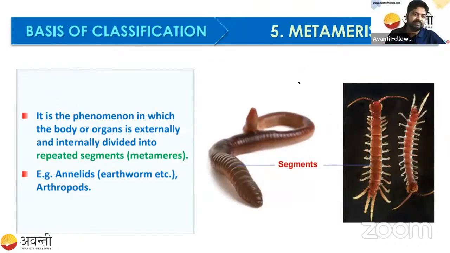Next is metamerism. Then what is meant by metamerism? You can see this is the earthworm, and the earthworm contains repeated segments. This type of structure is known as metamerism. Here the examples are annelids and arthropods.